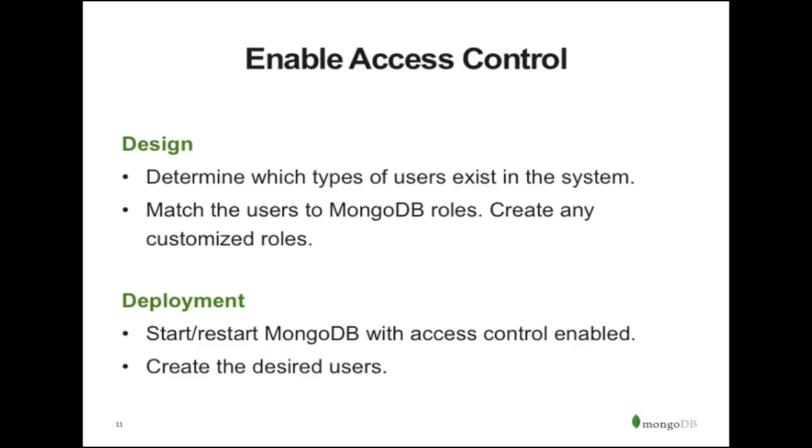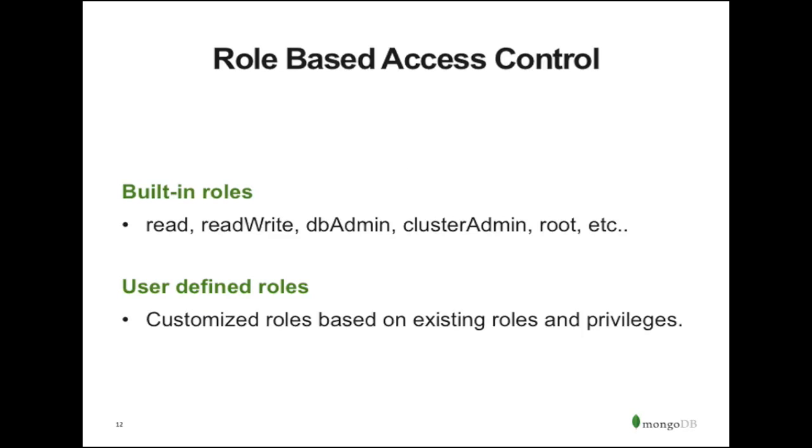To deploy access control, you start or restart MongoDB with access control enabled, and that's the --auth flag. I'm not going to go into a lot of details on how to actually configure the system. That's well documented. But if you do not start MongoDB with --auth, you will simply not have access control enabled, and anyone connecting to the server has full privileges. The next step is to create the desired users, obviously. I already covered this one.